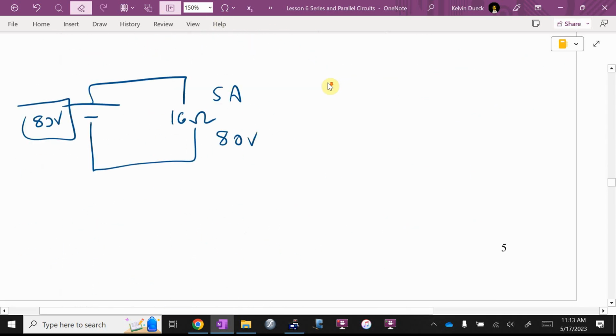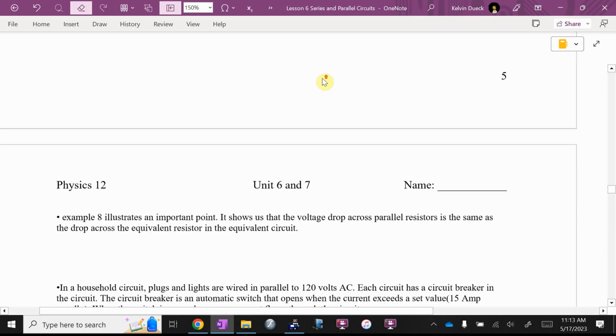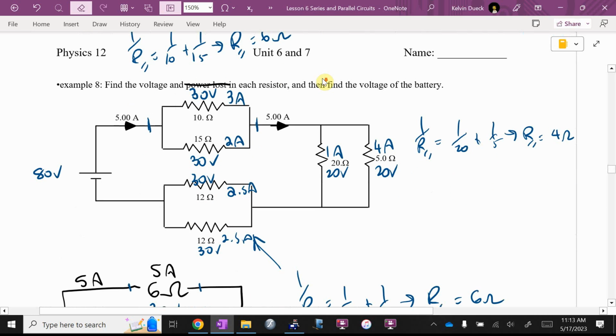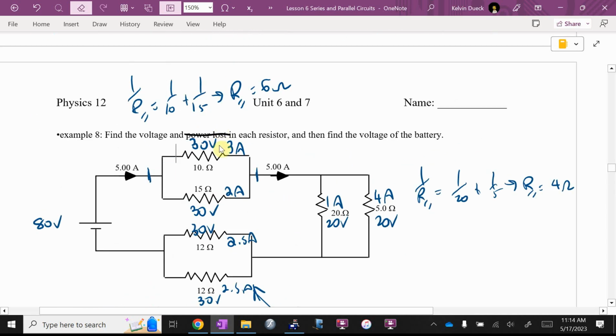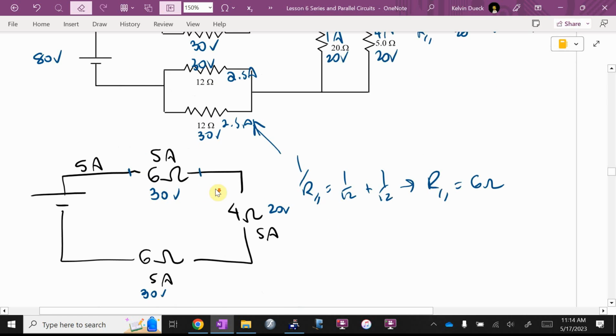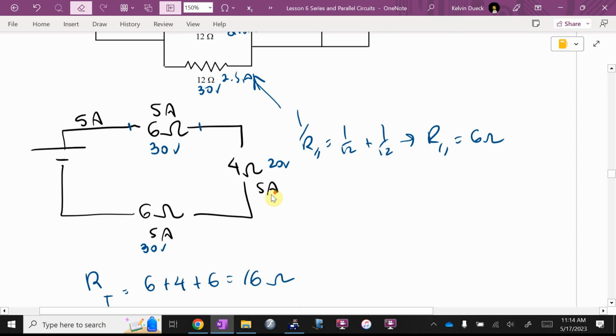One more, we're done. Example 8, this one illustrates an important point. And the idea, the important point, Ella, is what? The equivalent resistor, the voltage drops are identical to the voltage drops in your original figure, which can really bail you out of a lot of issues along the way.